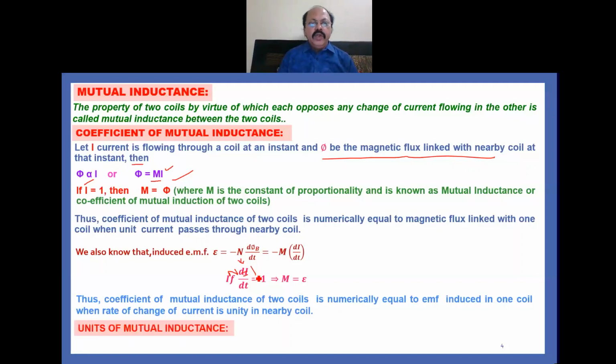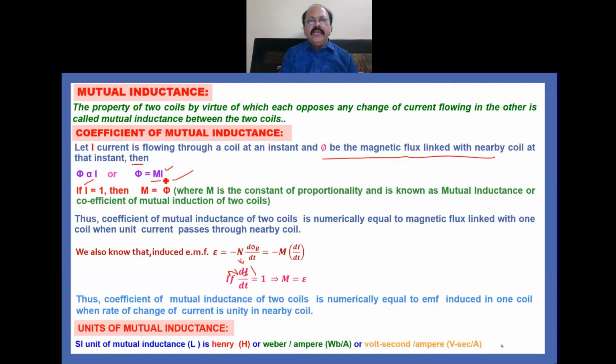And the units of mutual inductance. SI unit of mutual inductance is Henry, in the honor of the scientist Henry, and by using this equation, M equal to phi upon I, and phi is measured in Weber, I is measured in ampere, so that's why it becomes Weber per ampere. Another unit we can find out from here, E equal to minus M di upon dt, then M equal to E upon di upon dt. So from here we can say that volt second per ampere. So these are the units of mutual inductance.